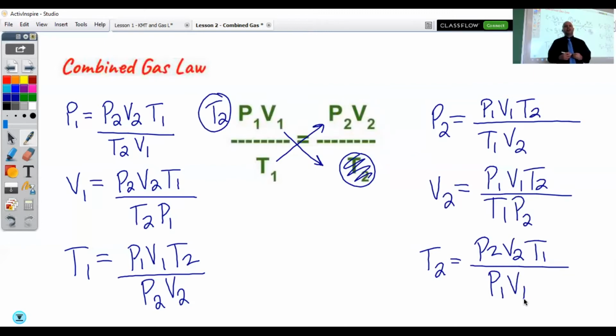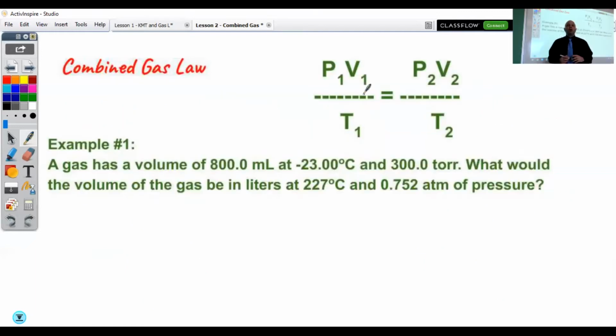Hopefully rearranging for a variable is not a problem for you. But if it is, try some practice rearranging for each of these variables and see if you can get the answers that are behind you. Okay, since there's no new information to learn in terms of direct or inverse relationships, because we've talked about pressure, volume, and temperature extensively already, let's jump in and look at an example problem.